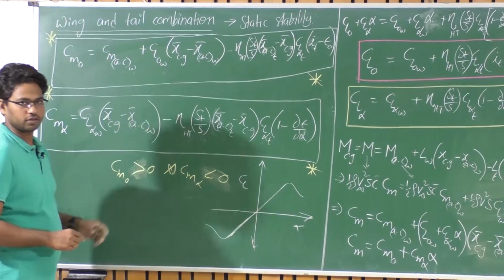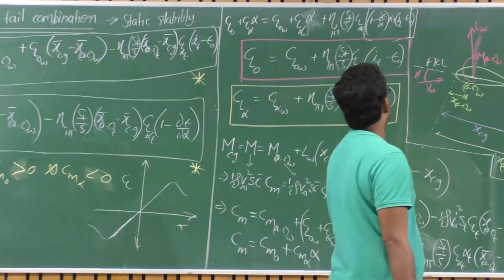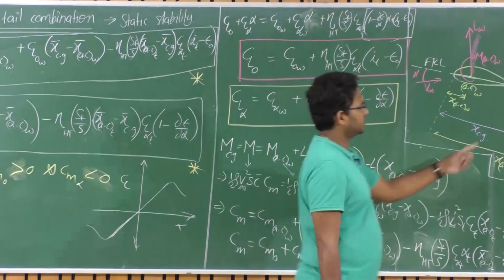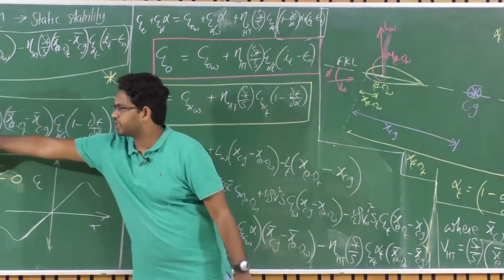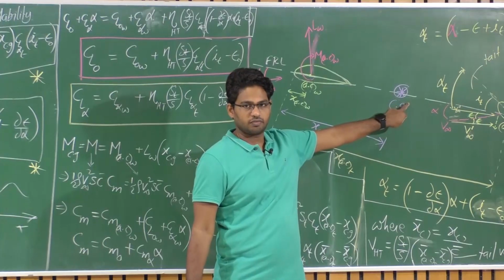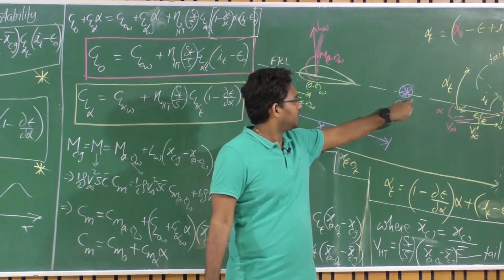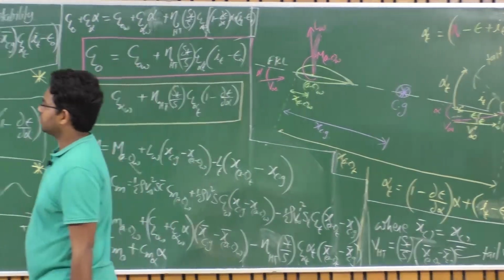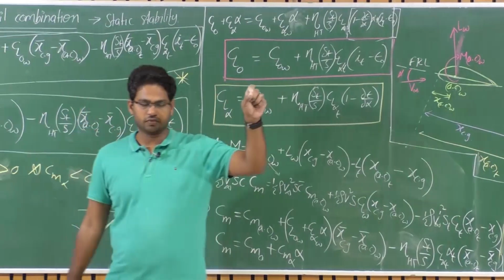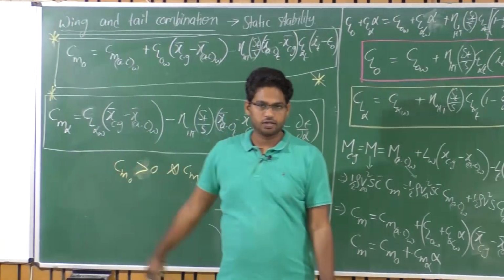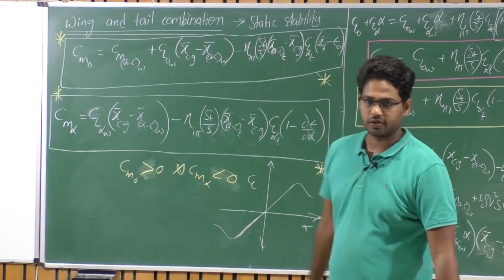Wing and tail combination. Now, let's find out a location. You said this Cm alpha is about CG, isn't it? Cm alpha is about CG, isn't it? Now vary the location of CG in such a way that we find out a location of the CG for which the Cm alpha is 0, right? We will try to find out that location, right?